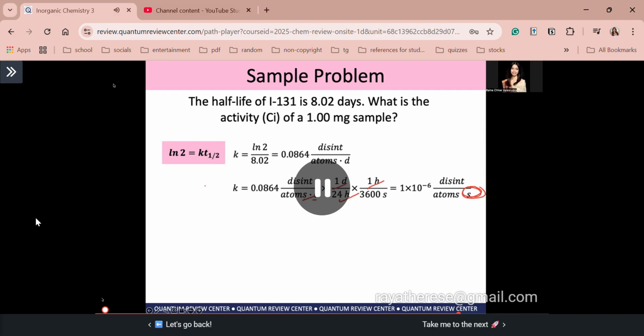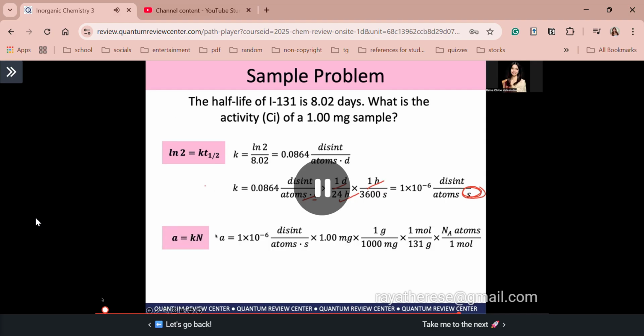Okay? And now, we are ready to find the activity of a 1 milligram sample. So, activity is equal to kN. A is equal to k, times 1 milligram. Again, dito galing yung N mo.